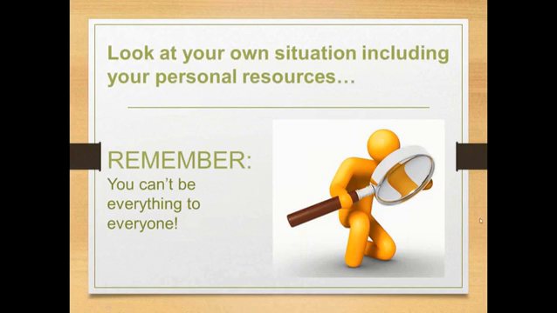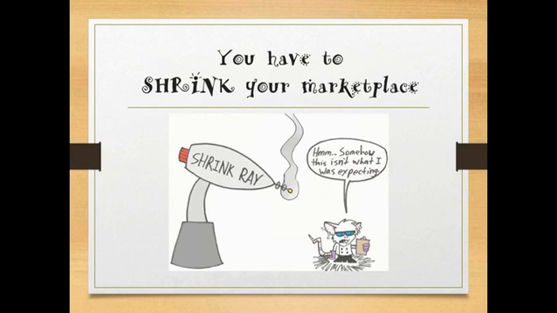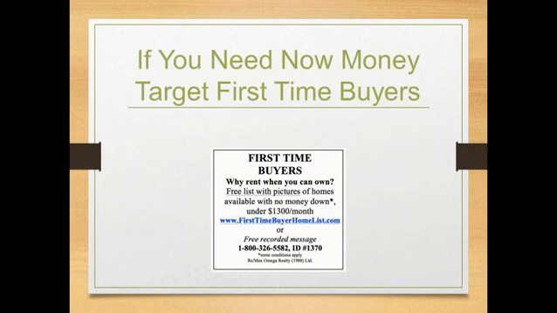We also want to look at our own personal situation when it comes to deciding who we're going to target with our marketing. Okay, it's very important for us to understand that we can't be everything to everybody. You don't have the resources that Coca-Cola has. We can't afford to be everything to everybody, so we have to shrink our marketplace. And you may remember that we did talk about this at the super conference, this idea of shrinking your marketplace. So you need to have an honest look at your present situation and at your resources.